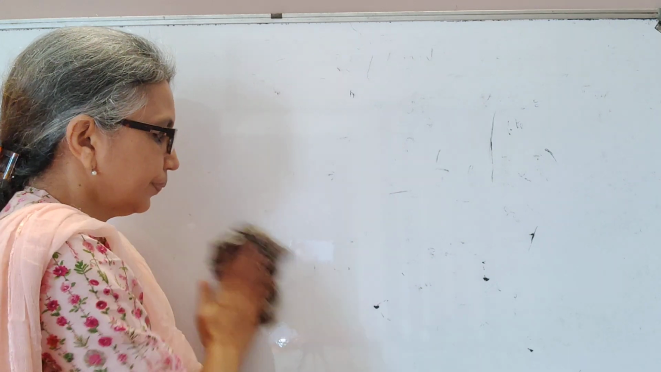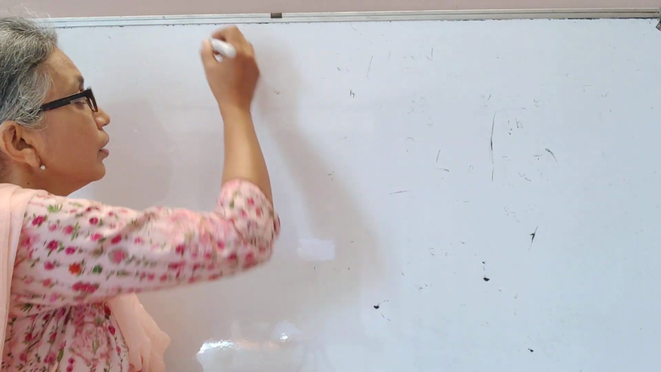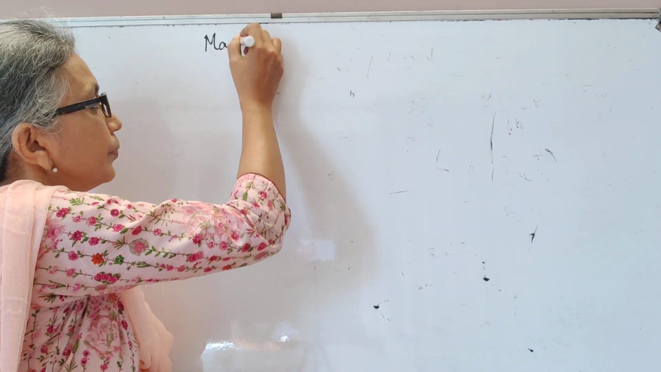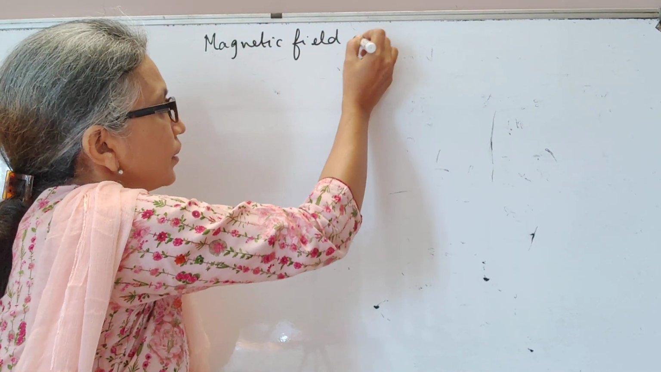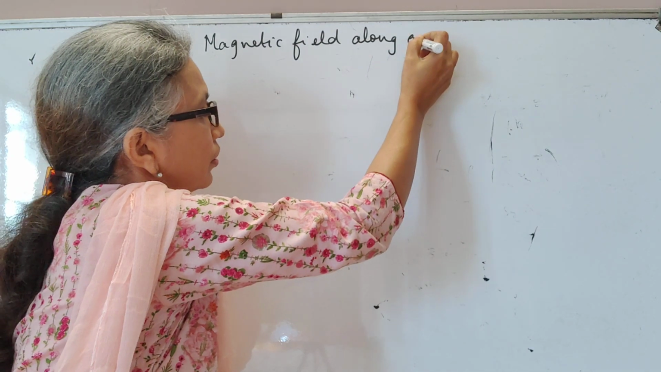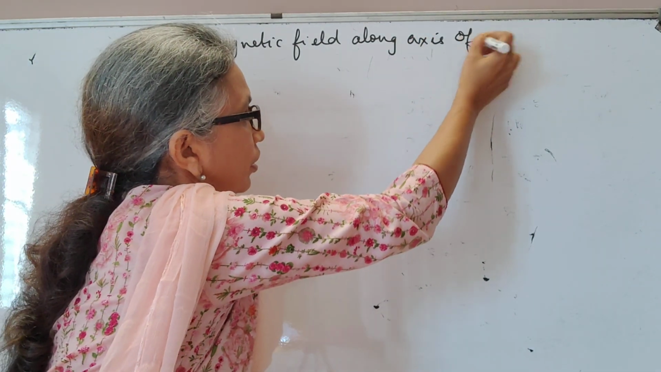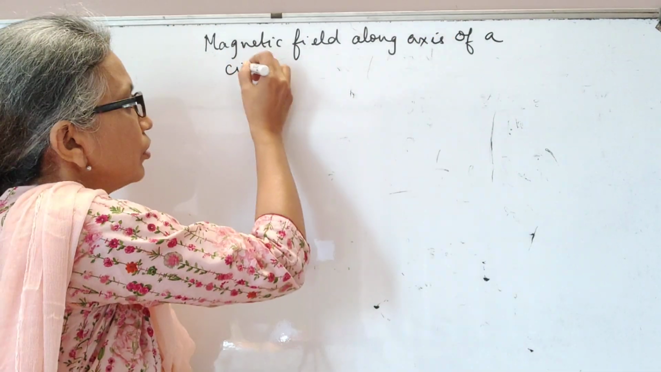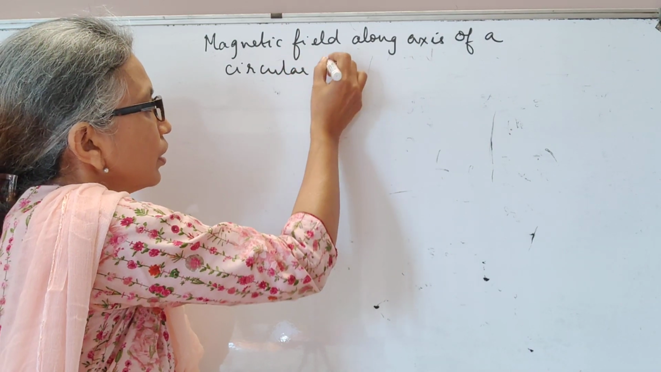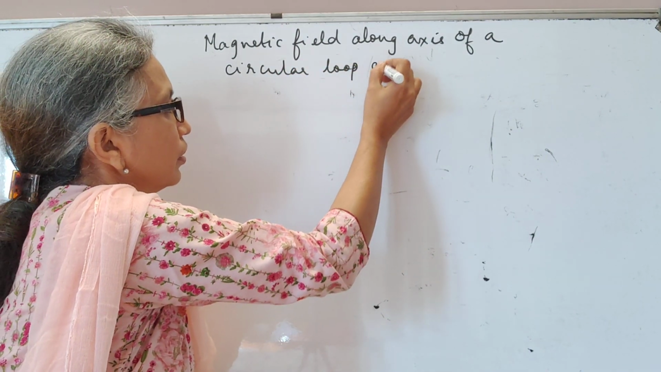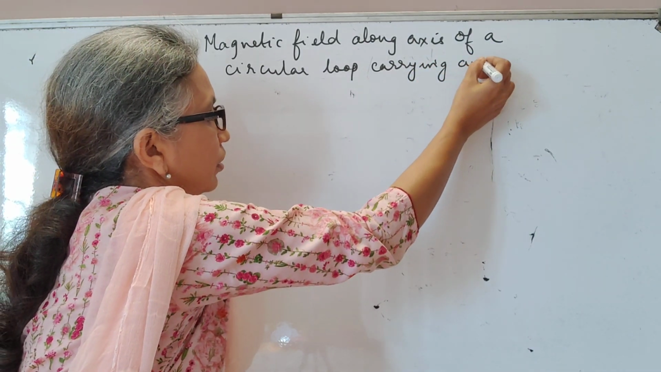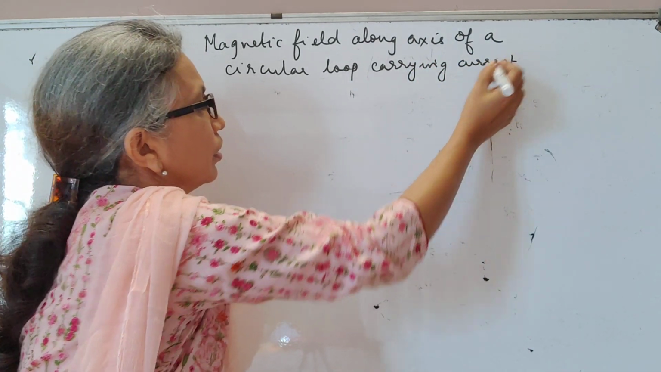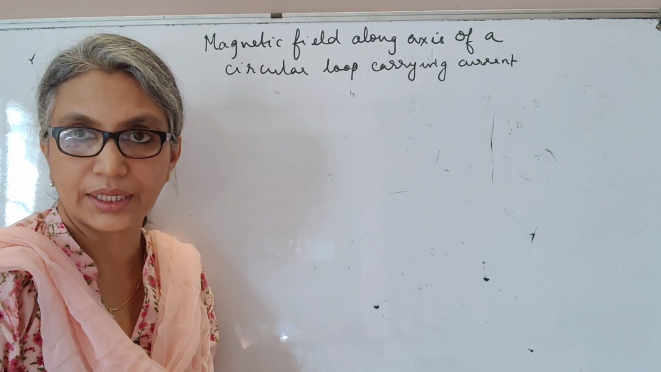So we are going to do the magnetic field along the axis of a circular loop carrying current. Along the axis of a circular loop carrying current.